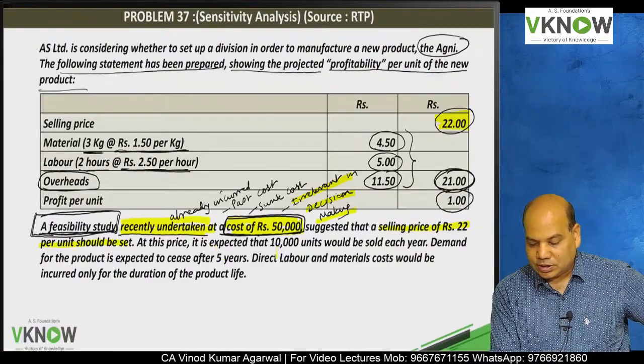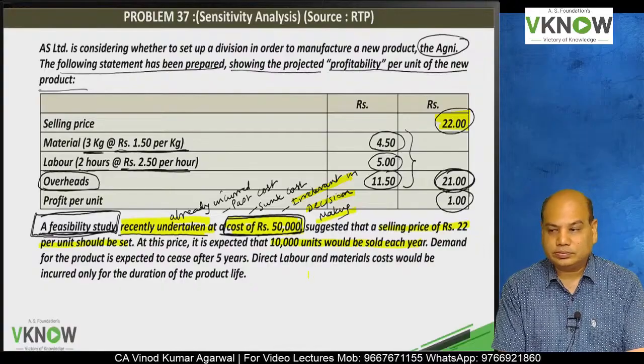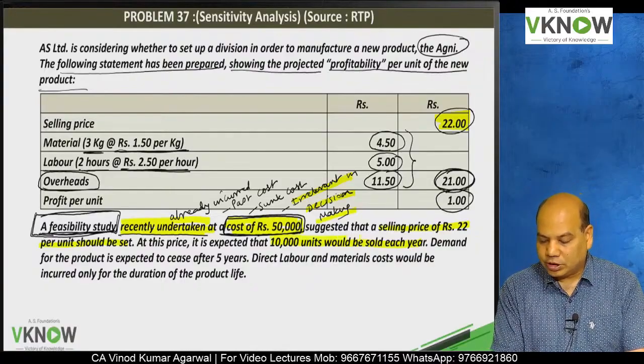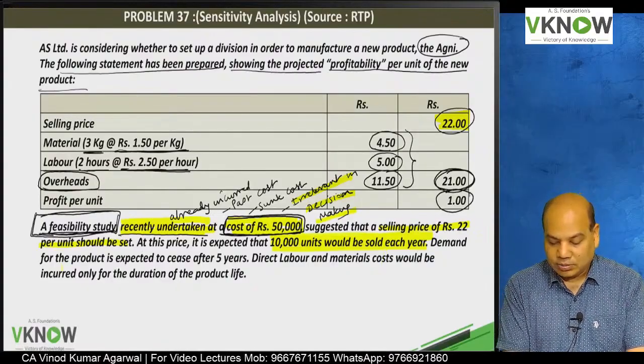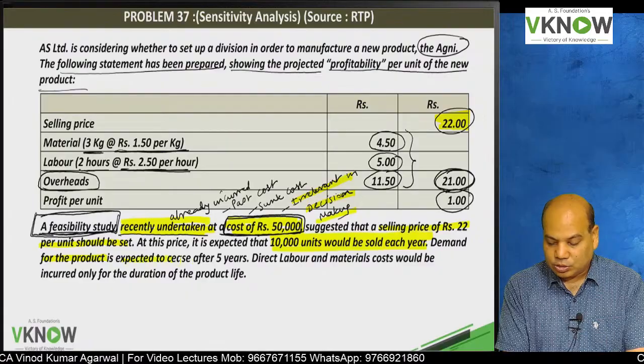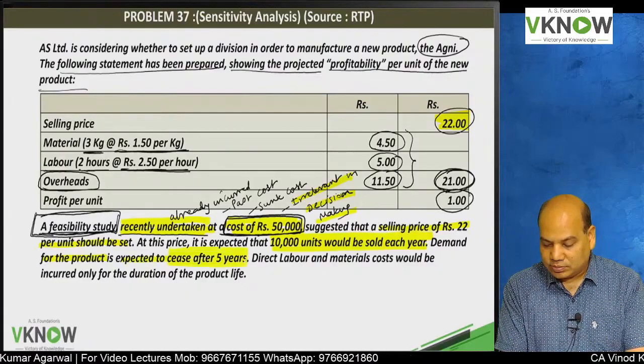At this price, it is expected that 10,000 units will be sold each year. Quantity to be sold is 10,000. Underline, I will require this for calculation purpose. Demand for the product is expected to cease after 5 years. The life of the asset is 5 years.